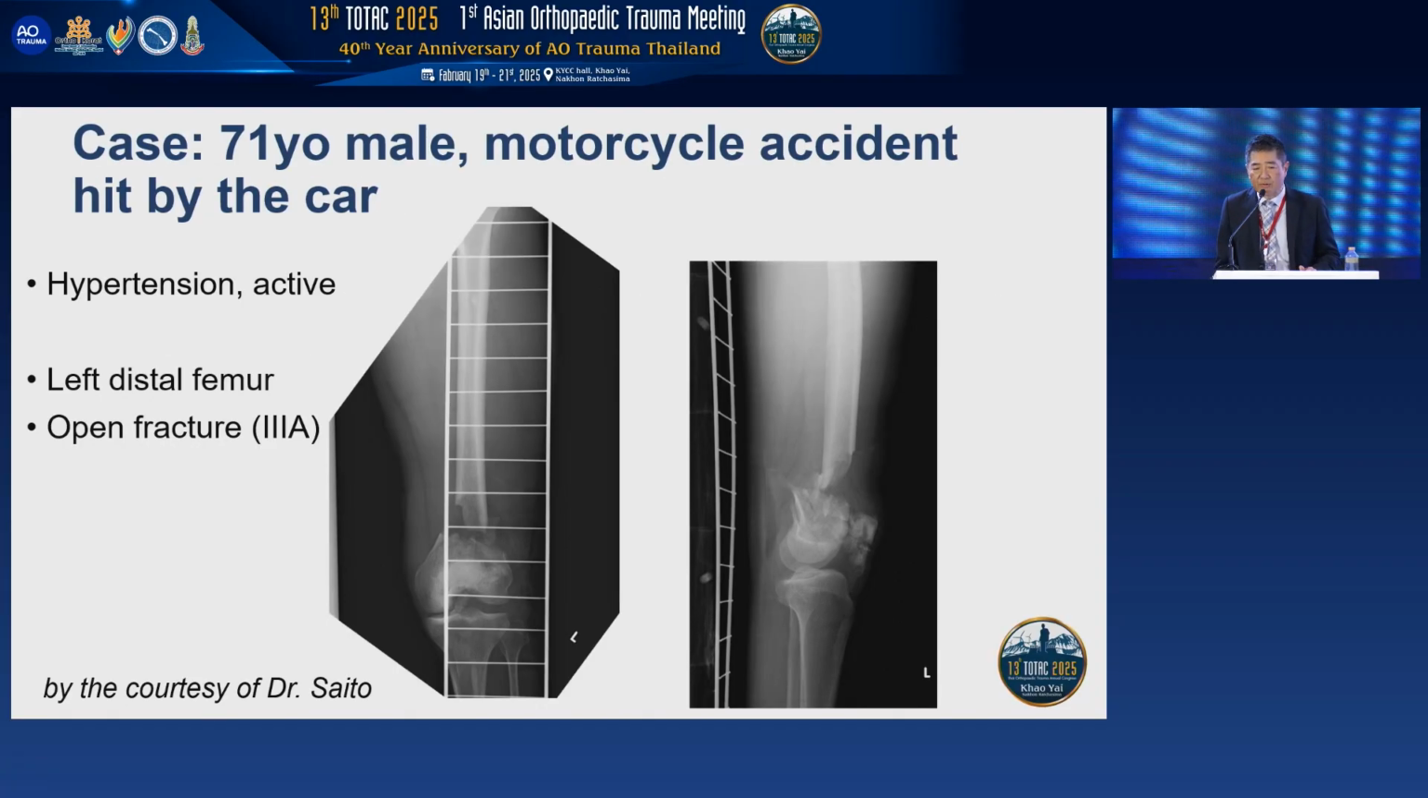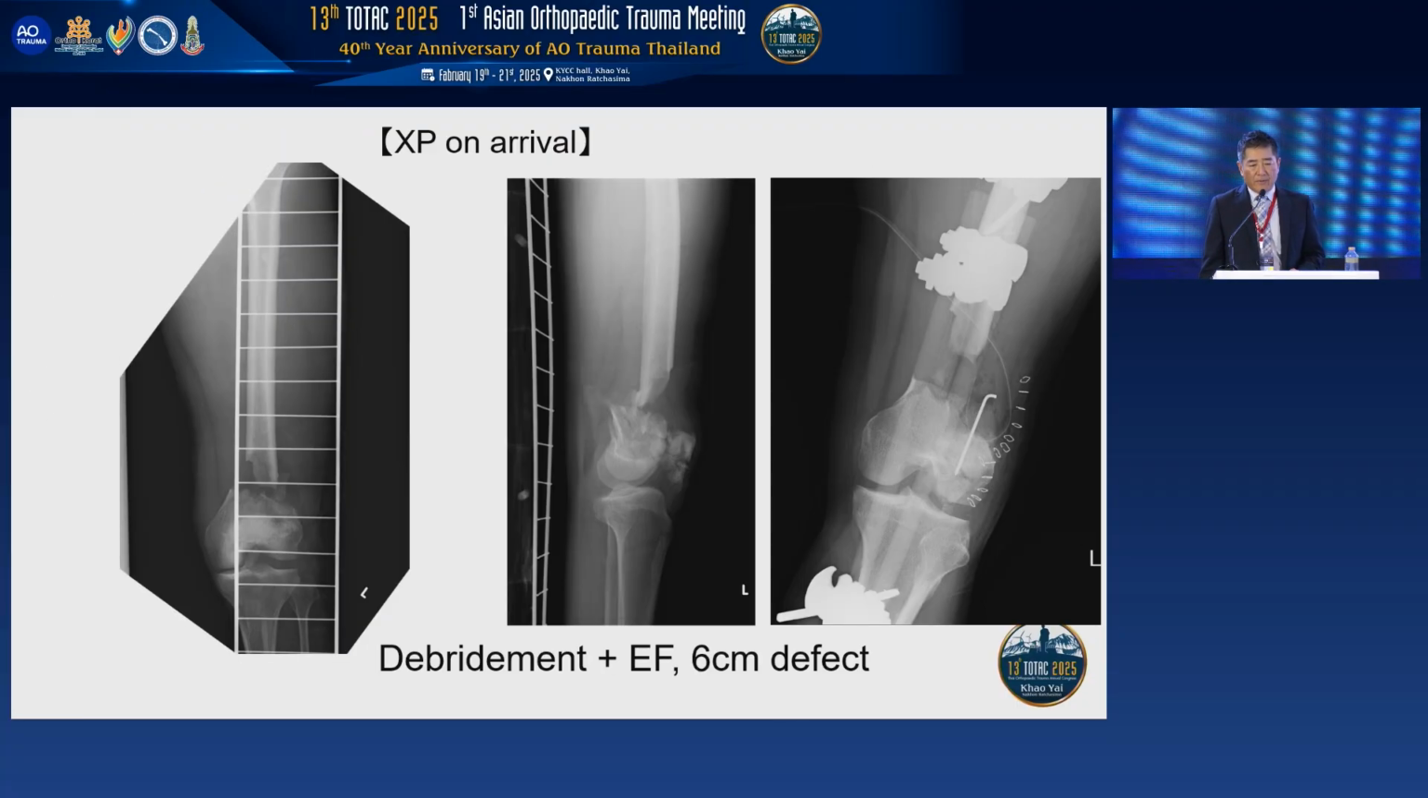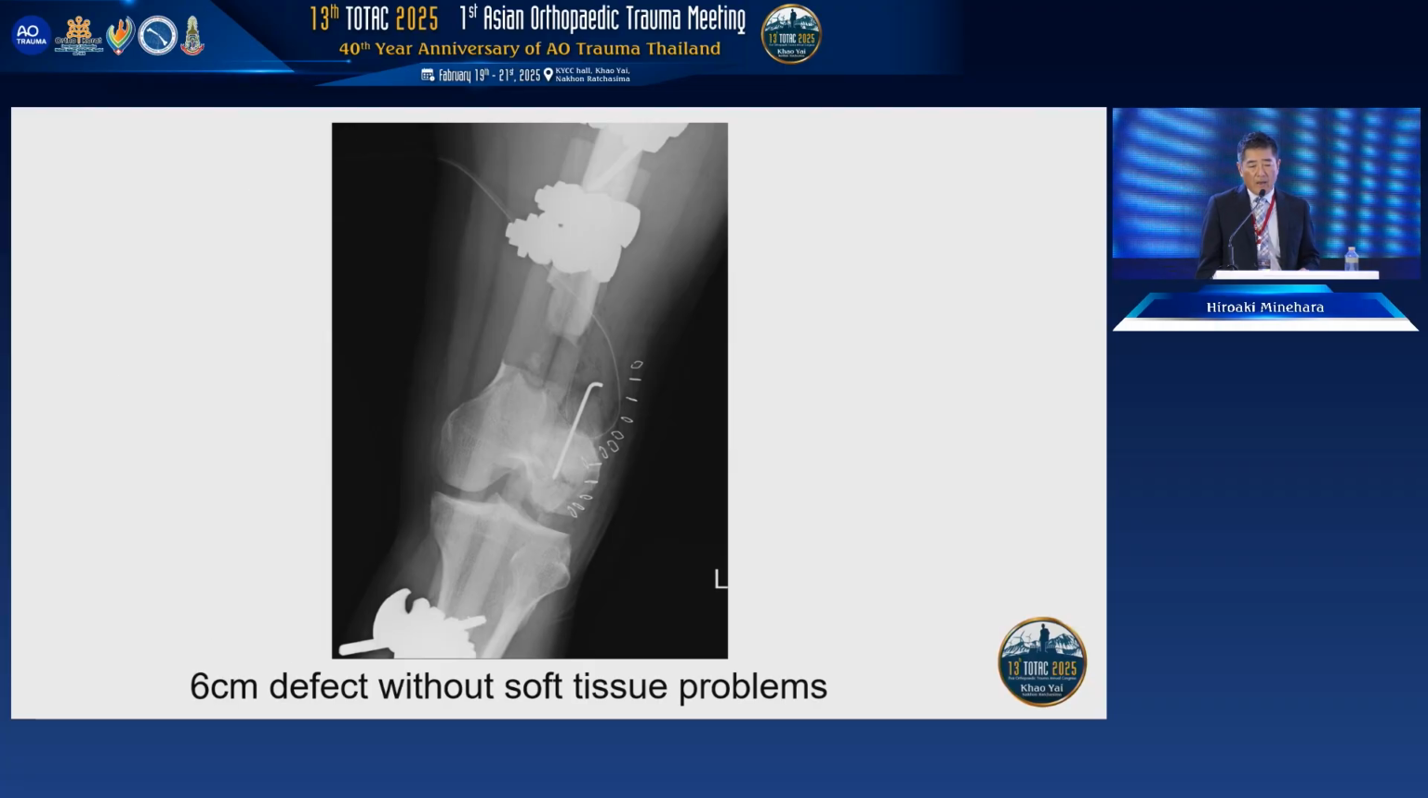So let me start with this case. A 71-year-old male, motorcycle accident, hit by a car. This is my junior's case at my former hospital. The patient had a left distal femur open fracture, 3A. This is the X-ray on arrival, and after debridement and external fixation, it created a 6 centimeter defect, without soft tissue problems.